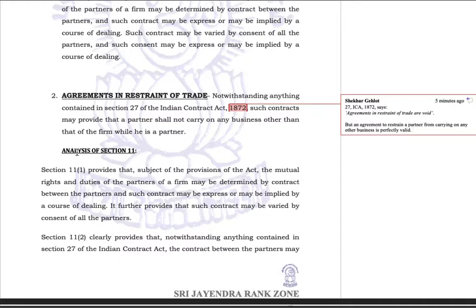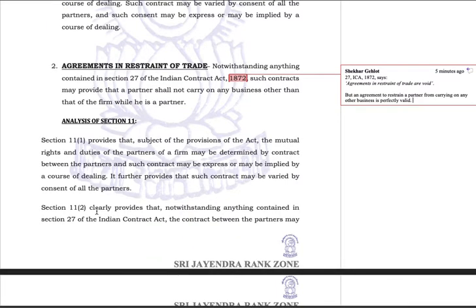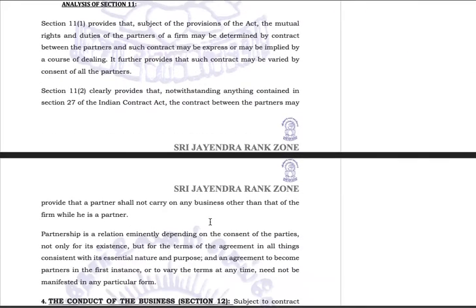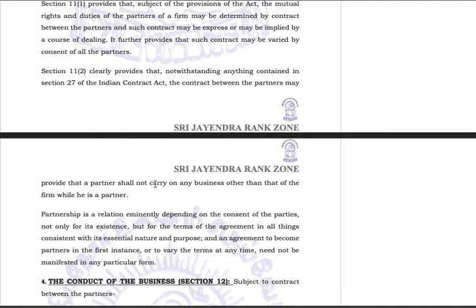Section 11 provides that, subject to the provisions of the Act, the mutual rights and duties of the partners of a firm may be determined by contract between the partners, and such contract may be expressed or may be implied by a course of dealing. It further provides that such contract may be varied by consent of all partners. Section 11(2) clearly provides that, notwithstanding anything contained in Section 27 of the Indian Contract Act, the contract between the partners may provide that a partner shall not carry on any business other than that of the firm while he is a partner, and it shall be a valid contract.